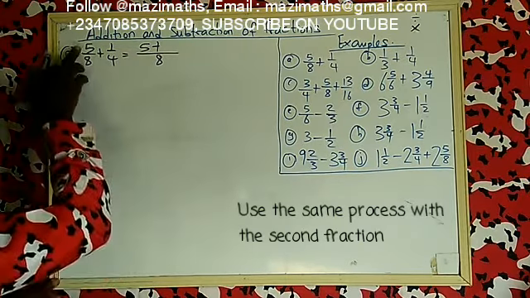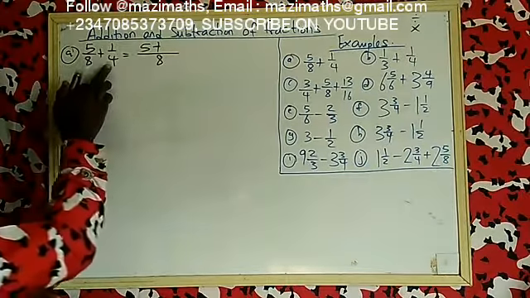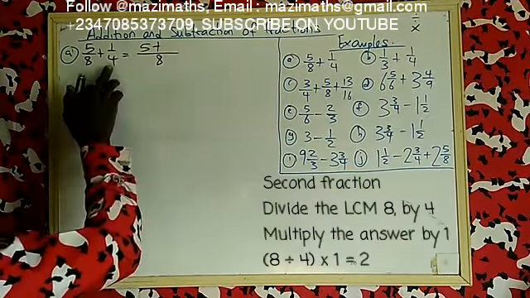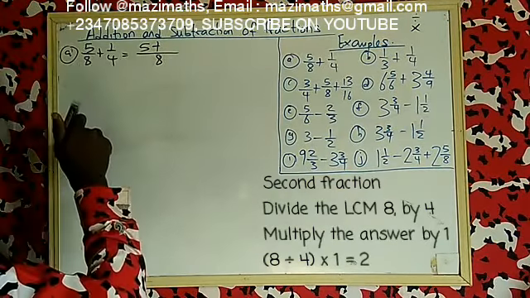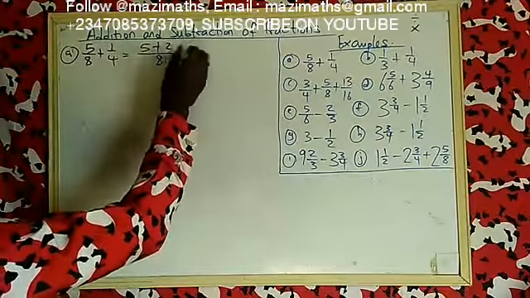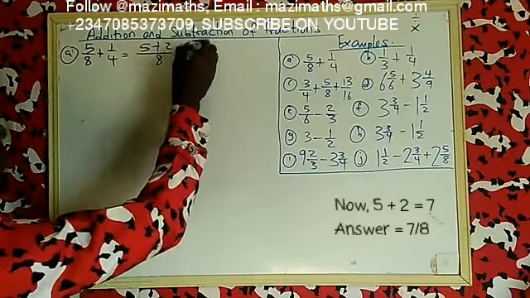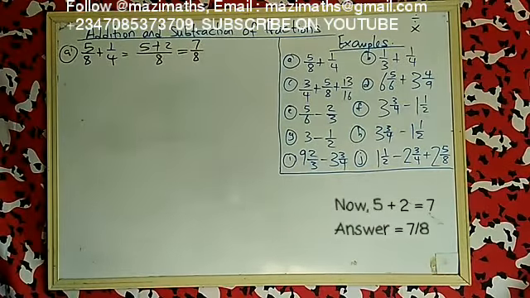Now the process that you went through when you wanted to get this 5, you will apply the same process to this one too. Now check how many 4 are inside 8, which is 2. That one we take and multiply with the number upstairs, which is 1. So 2 times 1 will give you 2. So can you see? Now you have 5 plus 2 will give you 7, and that is 7 over what? 8. So we are through with that one.